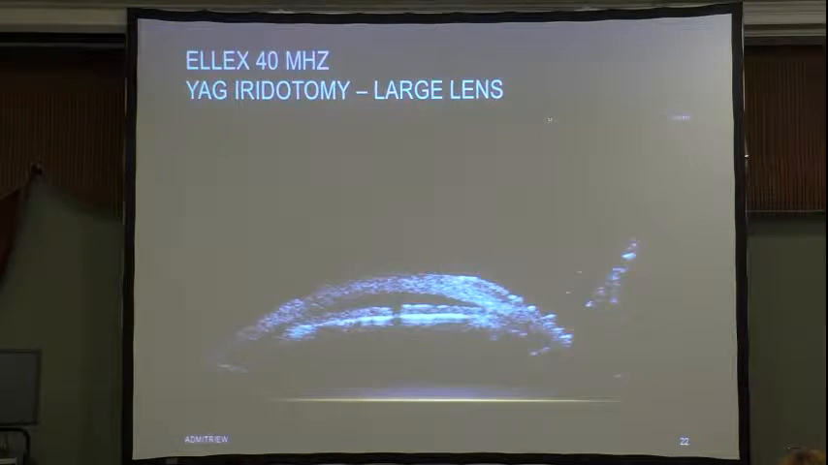So both for the transverse and longitudinal scans, you can easily see the light of the angle, whether it's penetrating through the structure of the iris or not.